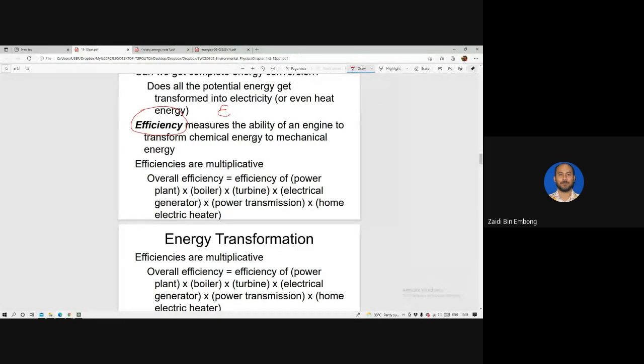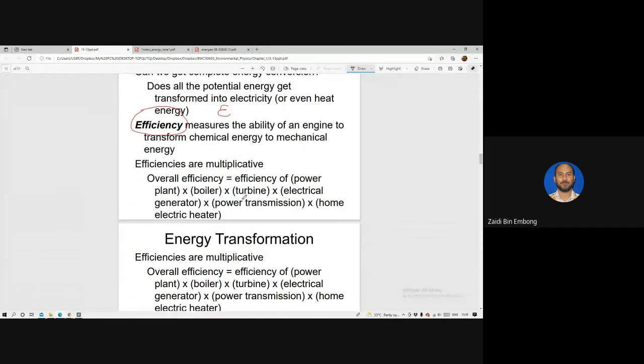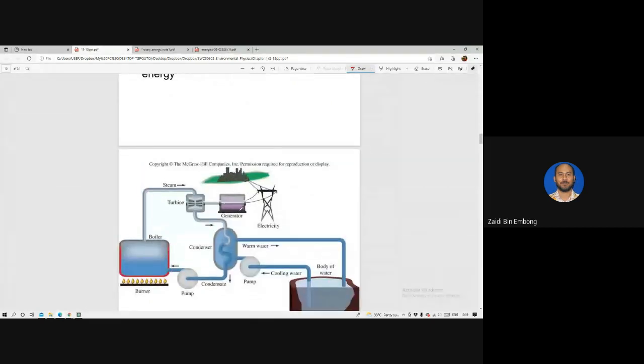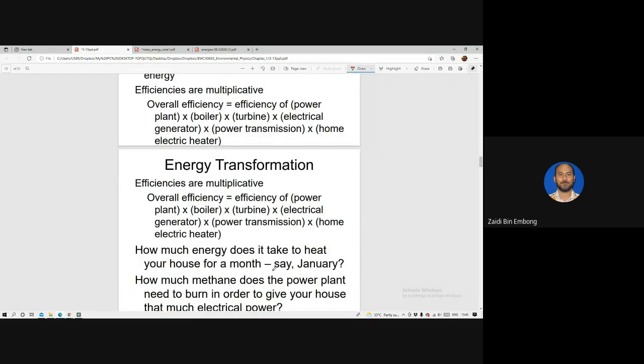Okay, epsilon. So the efficiency is equivalent to the efficiency of the boiler times the efficiency of the turbine. So we need to consider the efficiency of the boiler, the efficiency of the turbine, and the efficiency of the generator. Three things. All these things: boiler, turbine, and generator as well. And power transmission. What does it mean?